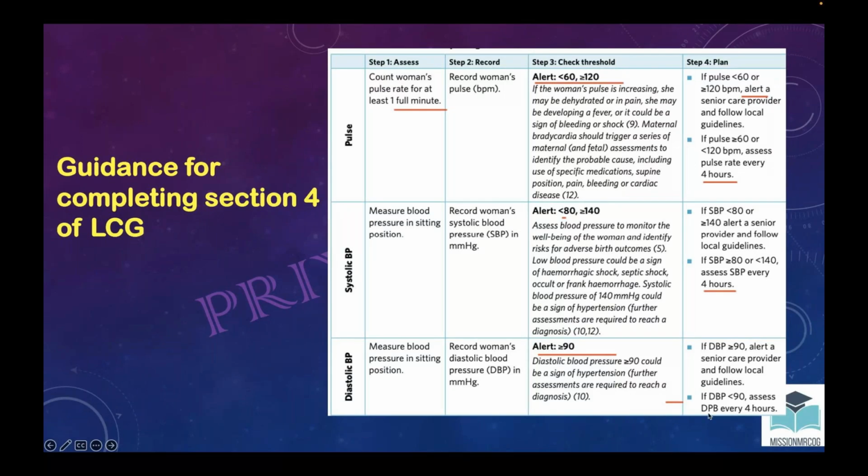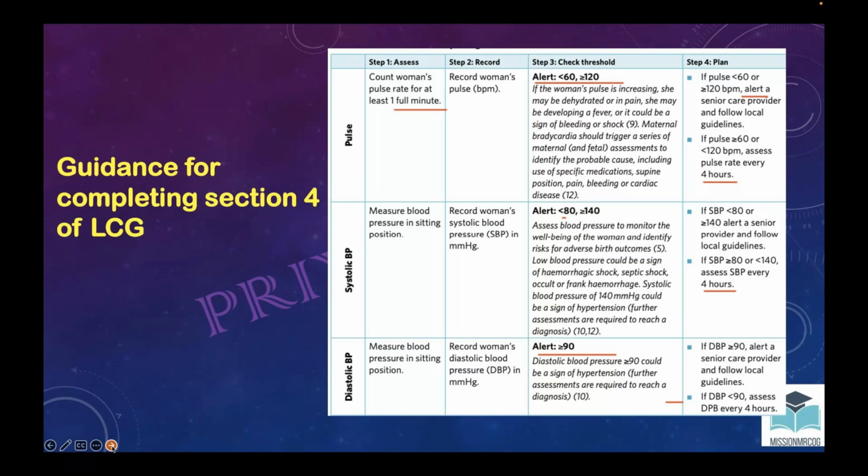Okay, so this way they assess the parameter, then they put it in the labor care guide, they record it, then they check the threshold, and if a threshold alert is there, they will circle it. After that, they will put a plan for that particular parameter. Okay, this is the basis of filling the labor care guide.